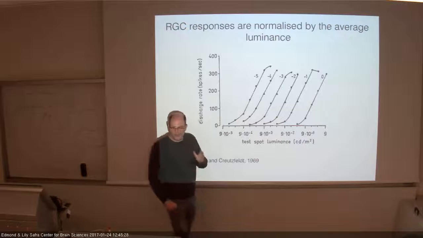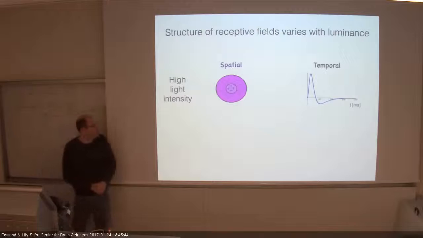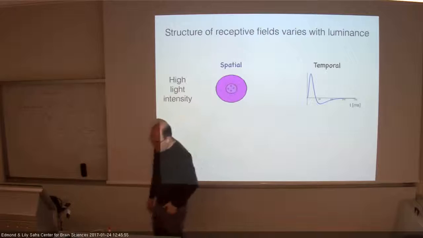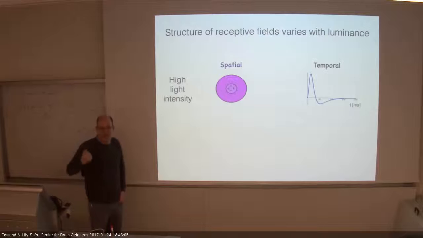but now I want to discuss some more interesting things that happen in the retina. If we look at the receptive field of ganglion cells, they have a center-surround structure and a temporal derivative receptive field. This is true when the light intensity is high. Previously I told you that when the light intensity is changing, what is happening is that the retina just divides the input by the light. But now I'm going to show you that something else is happening.